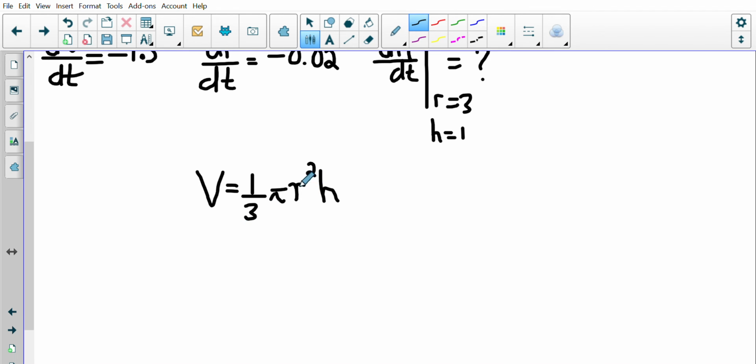So here's what I'm going to have to do. Essentially, I've got these constants out front, which I'll probably just flip to a decimal. But then I have a function, r squared, times another function, h. And so I'm going to have to use the product rule when I take the derivative. Let's throw that in there.